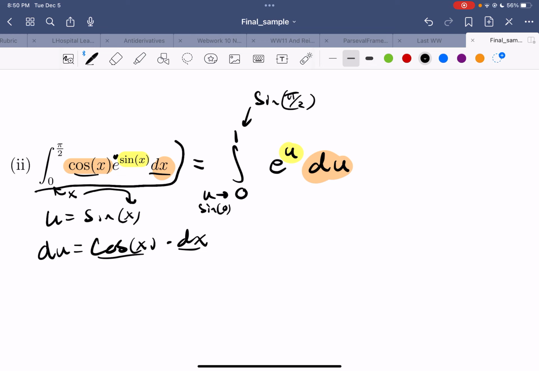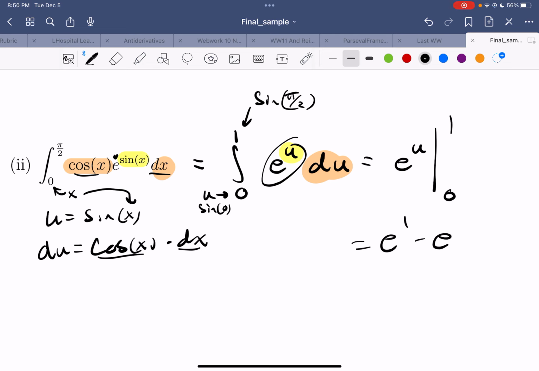Okay, this integral is equal to this integral, which is sort of much easier. And the antiderivative of e to the u is still e to the u. And we should evaluate it from 1 to 0. You get e to the 1 minus e to the 0. And so you can just box that and call it good.